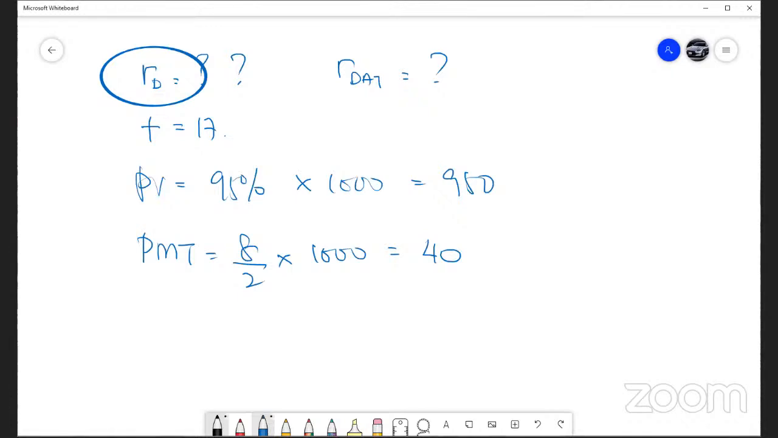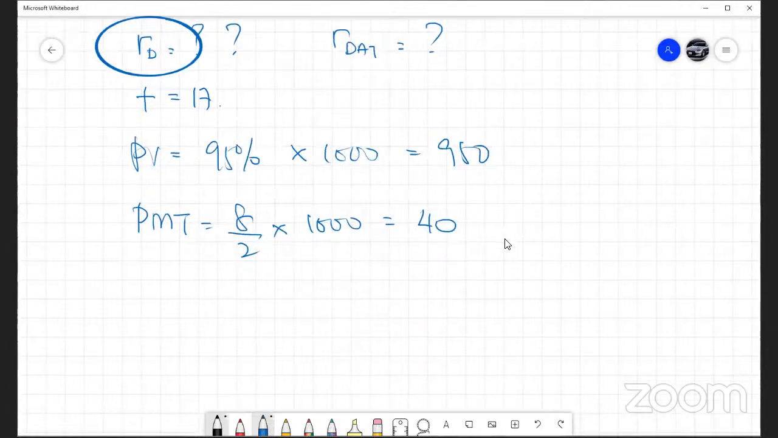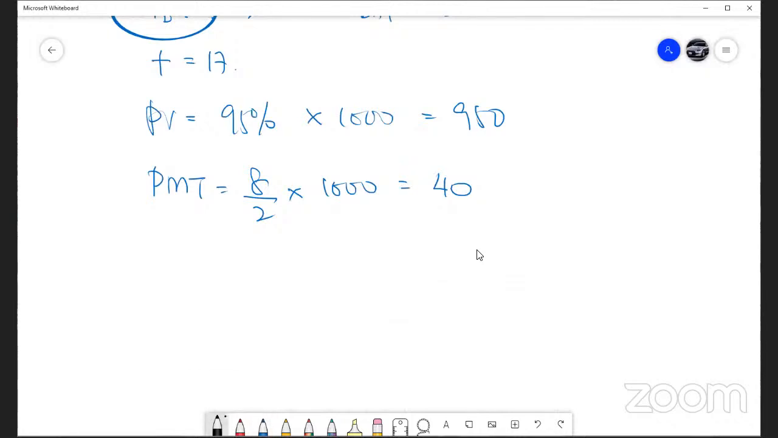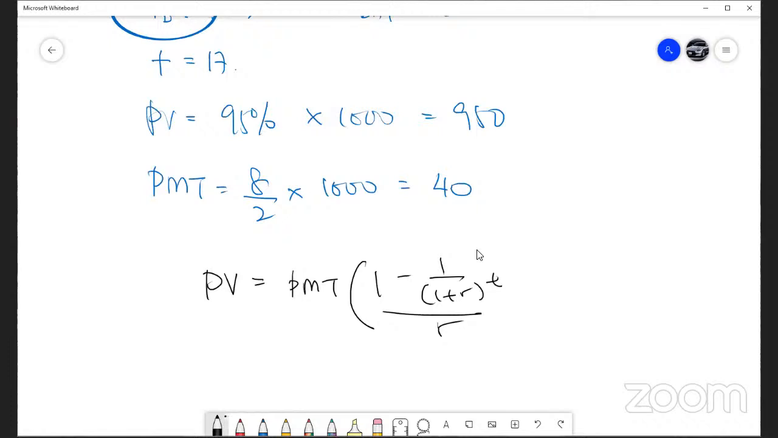So to calculate cost of debt is very simple. The formula is basically the bond formula. The long method is PV equals PMT times (1 minus 1 over (1 plus R) to the power of T) divided by R, plus FV divided by (1 plus R) to the power of T.